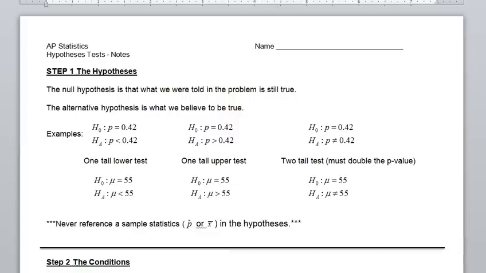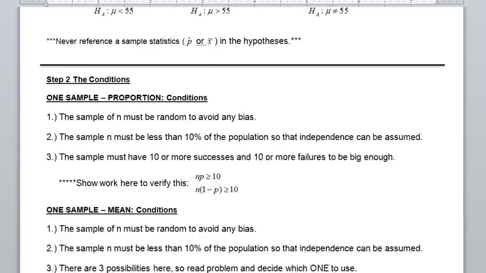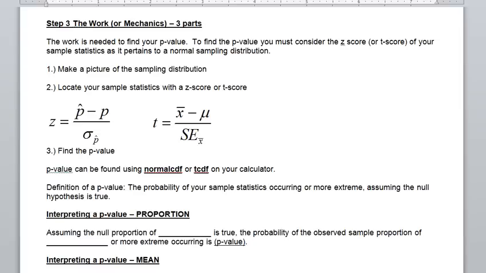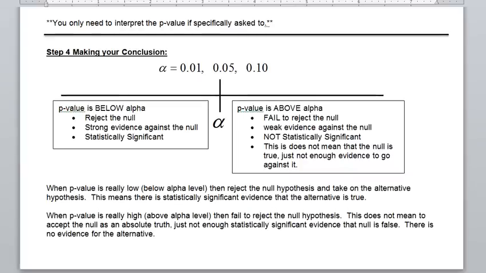We also have a cheat sheet that I gave you over how to conduct a hypothesis test. So step 1, create your hypotheses. Step 2, check those conditions. They're all there. Step 3, draw the picture, locate your Z or T score, and then find your p-value. And then make your conclusion, all based on your level of significance alpha.